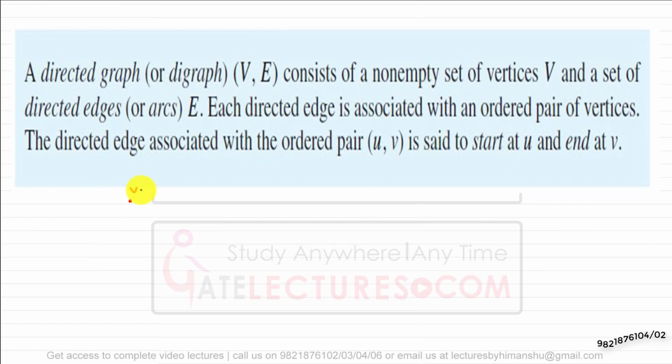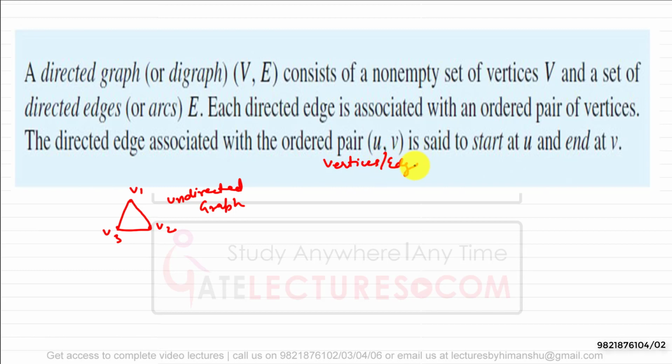Now what does it mean when I say ordered pair? Assuming that this is one graph, this is vertex v1, this is vertex v2 and this is vertex v3. Now this graph is a completely undirected graph. If I want to show what vertices we have, or what edges we have, then we can have three kinds of representations. Number one, we can have adjacency list representation. Second, we can have adjacency matrix representation.